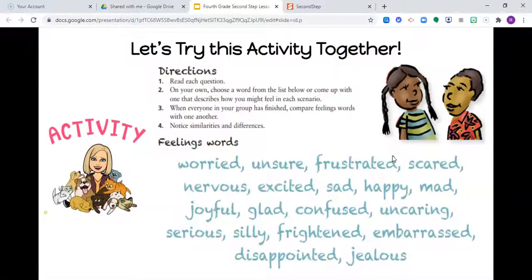So let's try this activity. On your own, choose a word from the list below or come up with one that describes how you might feel in each scenario. When everyone in your group is finished, compare feelings. So we can't really compare feelings, but maybe you can talk to your friends about it alone, and then notice some similarities and differences. You could also do this activity at home with your family.